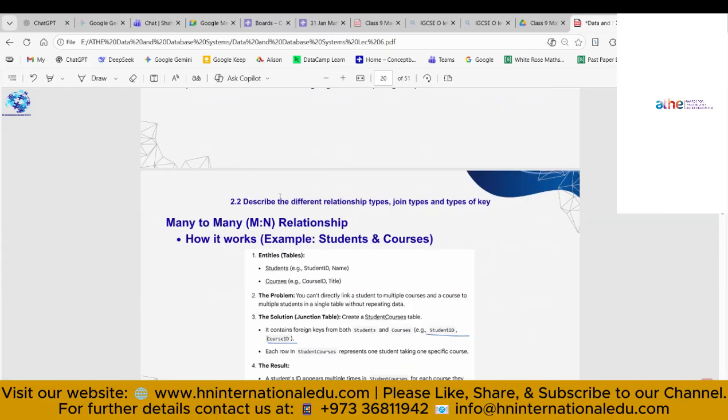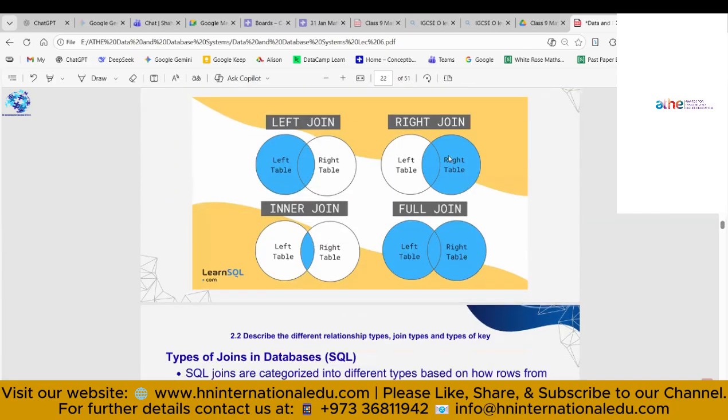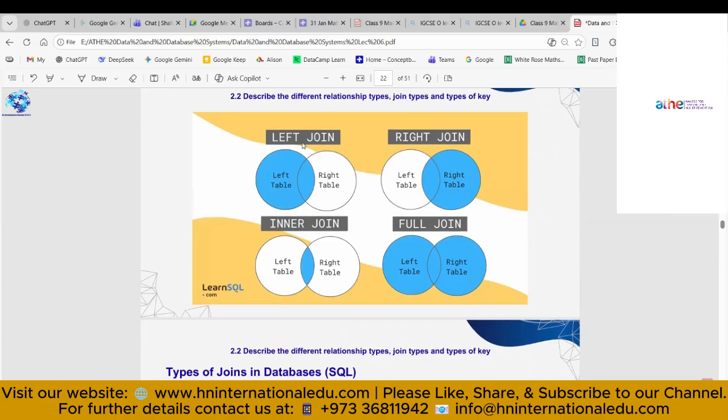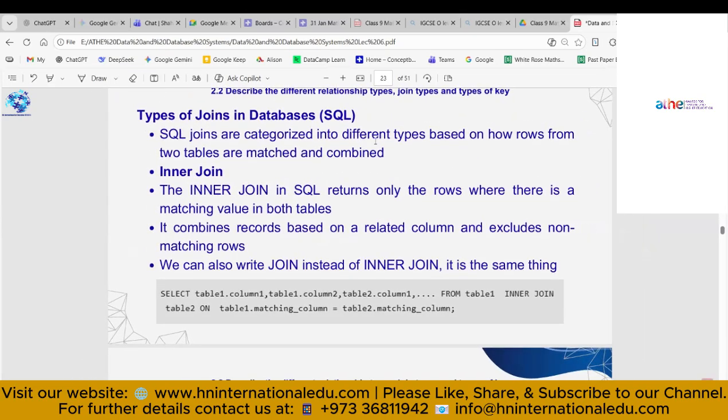So this was about the different relationship types and their implications. Next is the join types. There are four join types: left, right, inner join, and full join. SQL joins are categorized into different types based on how rows from two tables are matched. If we use joins, we are going to take rows from two tables and match them, combine them.